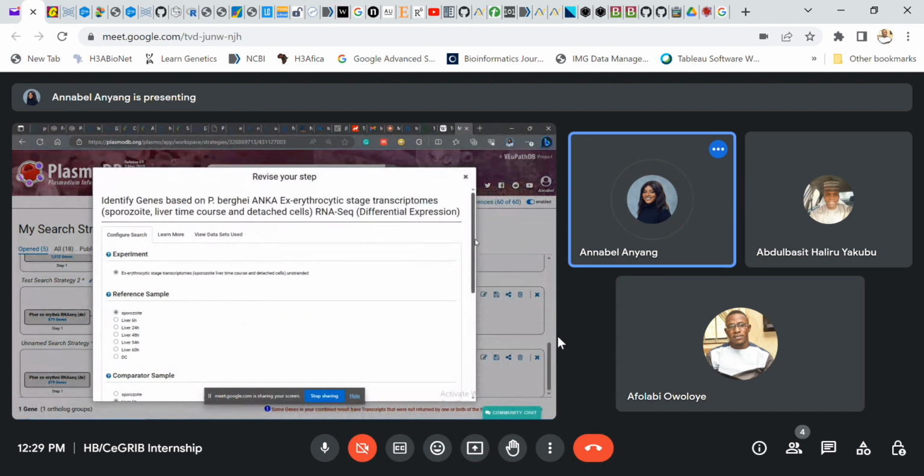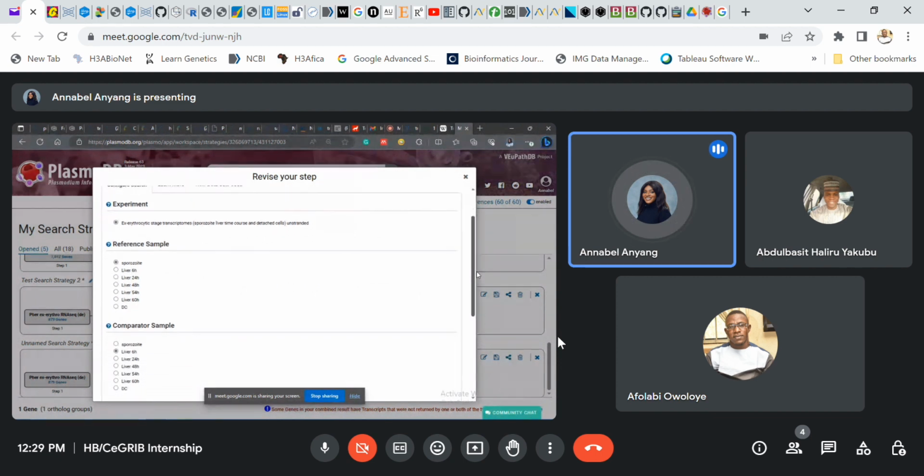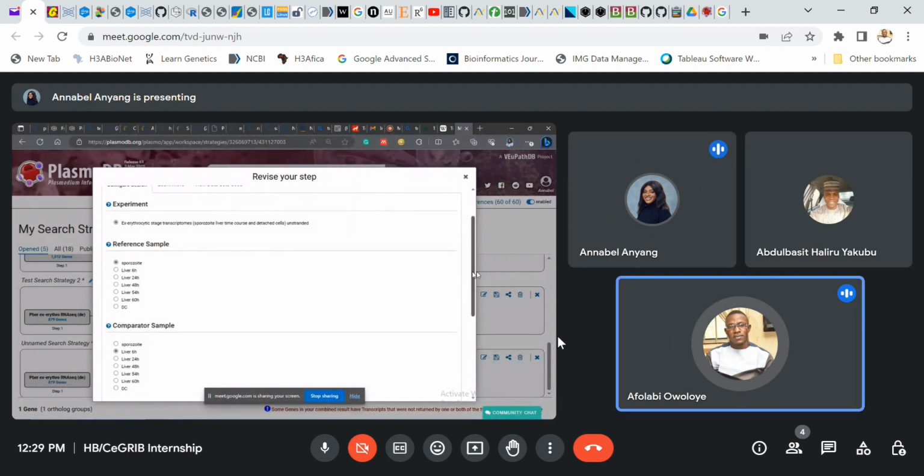So this was the experiment that I went with. The reference sample I used was the sporozoites, and the comparator sample was delivered at 6 hours after infection. What was your rationale for choosing 6 hours?